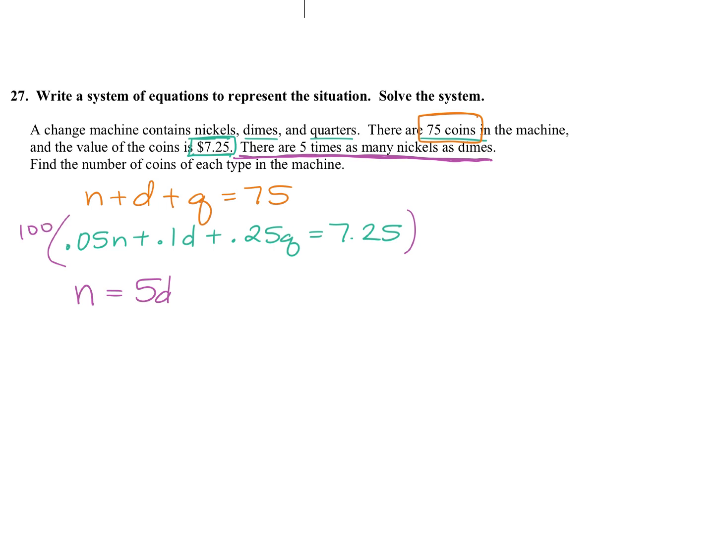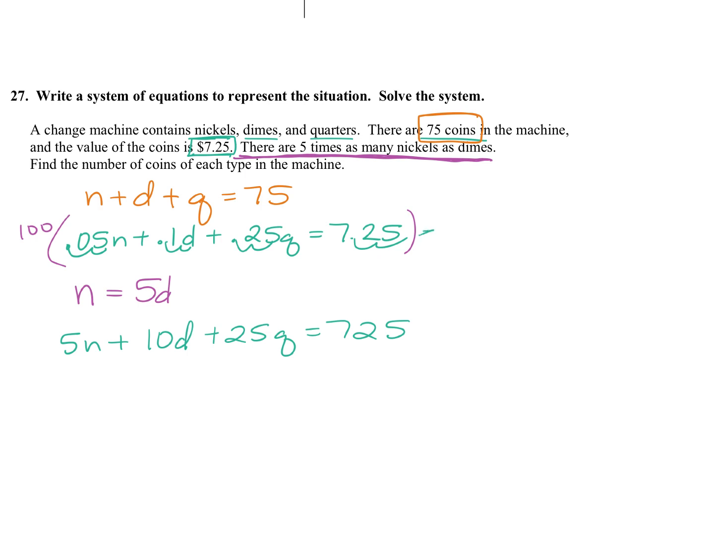So I'm going to call this 5n plus 10d, right? So I'm moving it over, plus 25q equals 725. You can just do that? You can just do that, as long as you do it to both sides of your equation. Doesn't change the value. Yesterday we did it by dividing, right? Today we did it by multiplying.